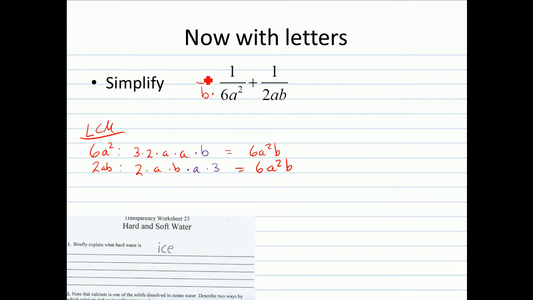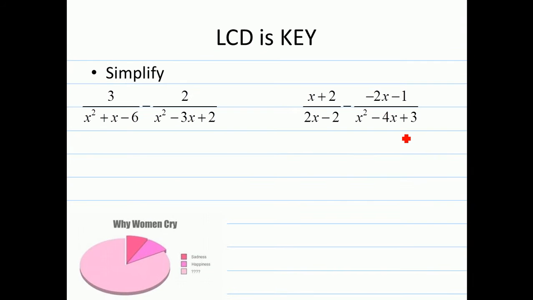And whatever I do to the bottom, I have to do to the top, right? Over here, I multiplied by 3a. And whatever I do to the bottom, I do to the top. So now that means that my new fraction should come out looking like b over 6a squared b plus 3a over 6a squared b. Now I can add those together to end up with 3a plus b over 6a squared b. So that's what happens when we add them.